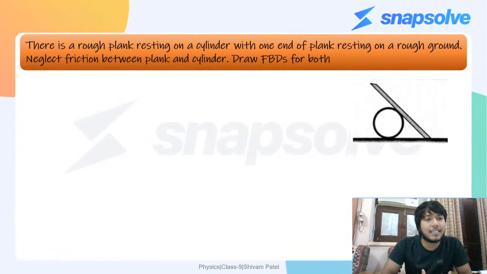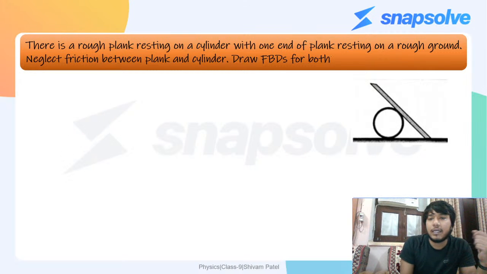What is the question telling in this case? There is a rough plank resting on a cylinder. This is the rough plank which you can see, which is resting on a cylinder with one end of the plank resting on a rough ground. Okay, fine. Neglect friction between the plank and the cylinder. Draw the free body diagrams for both. So in this case, we have to draw the free body diagram for the cylinder as well as for the plank, right? So let's start with the cylinder, and we have to neglect friction between the plank and the cylinder.